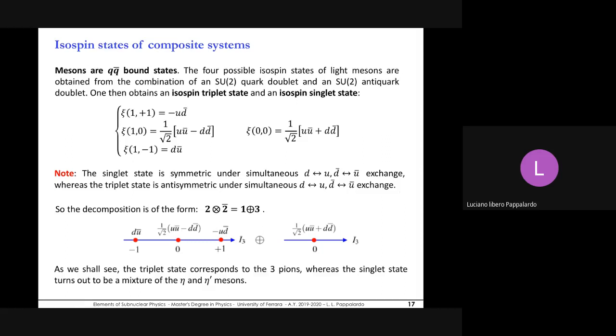Now, as we shall see, the triplet state corresponds to the 3 pions. And this is what we see today. And then the singlet state turns out to be a mixture of the eta and eta prime mesons. And this we will study, of course, next.